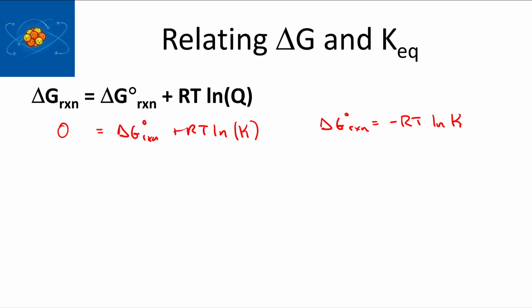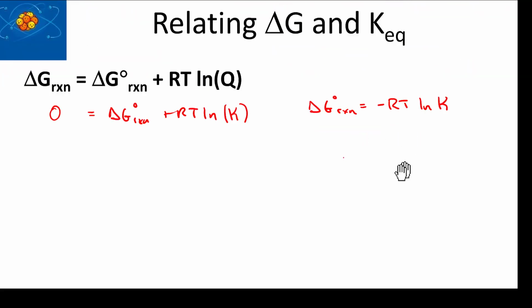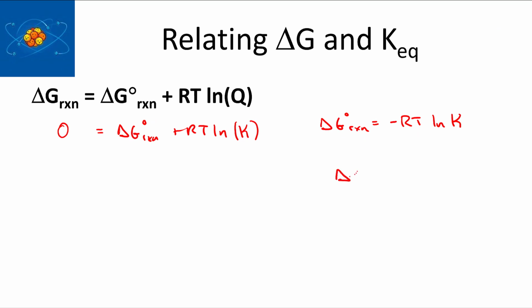Now, I should also point out, if you have to find the equilibrium constant at a non-standard temperature, one of the things you can do is calculate the free energy at a different temperature using delta H minus T delta S. And this allows us then to calculate the equilibrium constant at other temperatures.